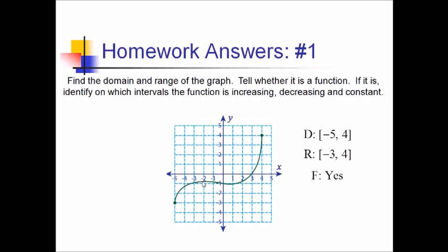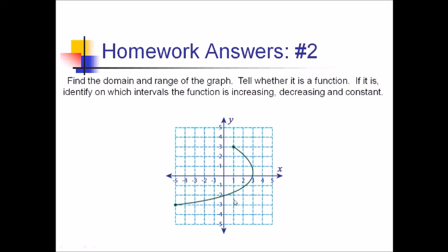And then for increasing intervals, we're increasing from, let's see, -5 until we get to about -2. And then also from roughly 1 to 4. So -5, comma -2, union 1, comma 4. And then for decreasing intervals, from -2 down to 1 is the only decreasing interval, and there's no constant intervals.